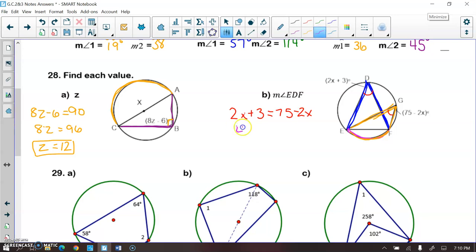Adding the 2x over, I get a 4x. Subtracting the 3 over, I get a 72. 72 divided by 4 gives me that x is 18. So to find the measure of angle EDF, I'm just going to put 18 in for x. So 2 times 18 is 36, plus 3 is 39 degrees.